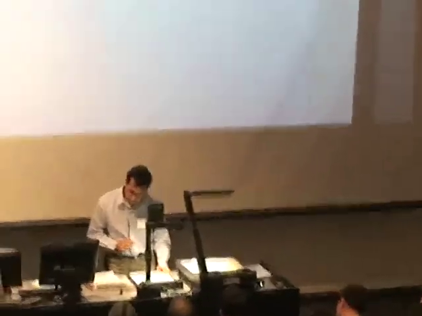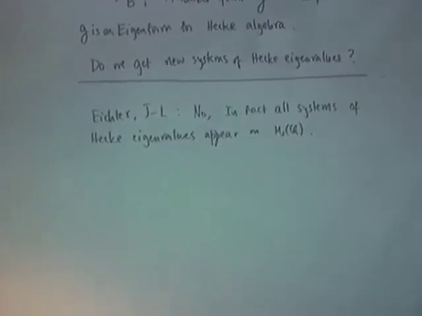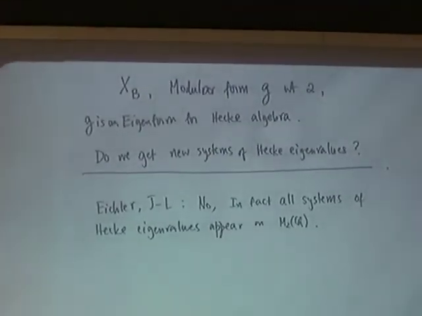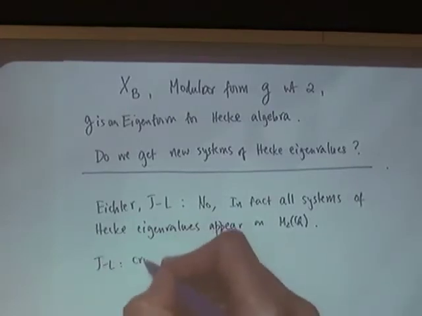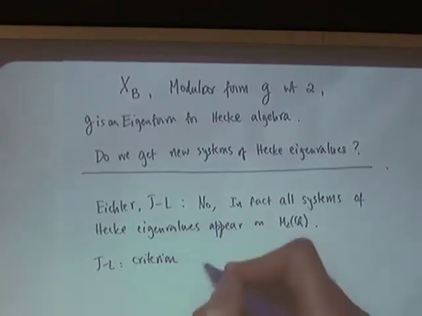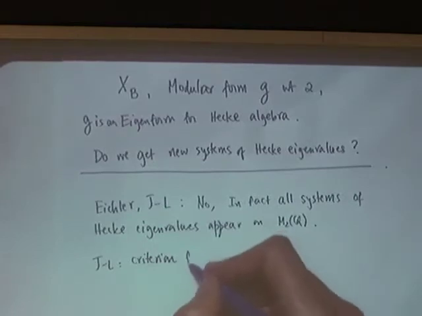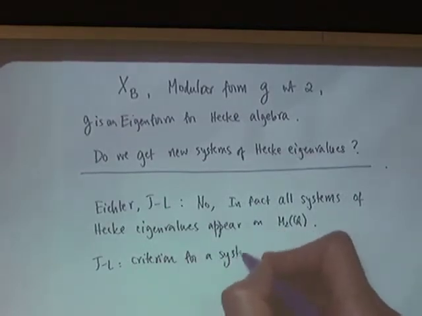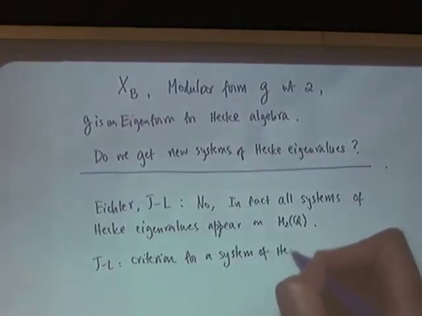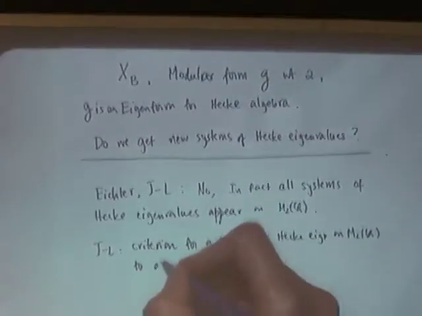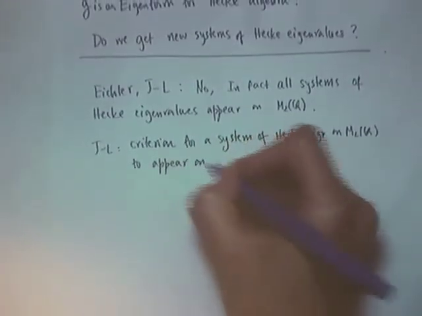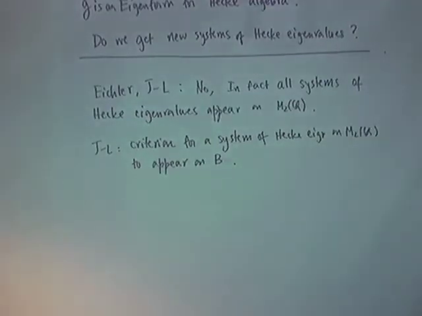All right. So Eichler and Jacquet-Langlands showed that in fact all systems of Hecke eigenvalues already appear on M2 of Q, and Jacquet-Langlands in fact give a criterion, and I'll talk about this later in the talk, for a system of Hecke eigenvalues on M2 of Q to appear on a quaternion algebra. And I'll get to this towards the end of the talk.